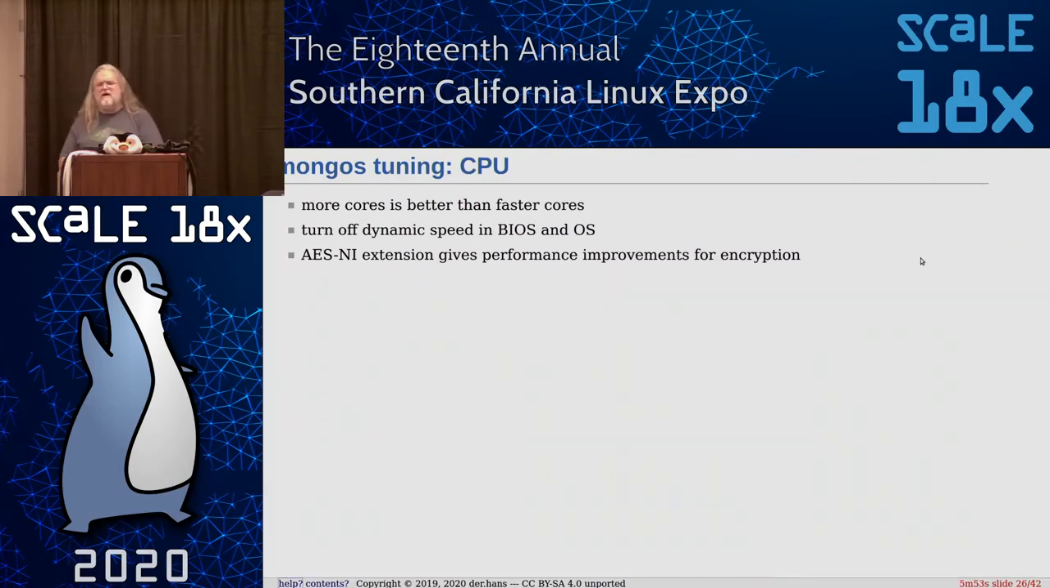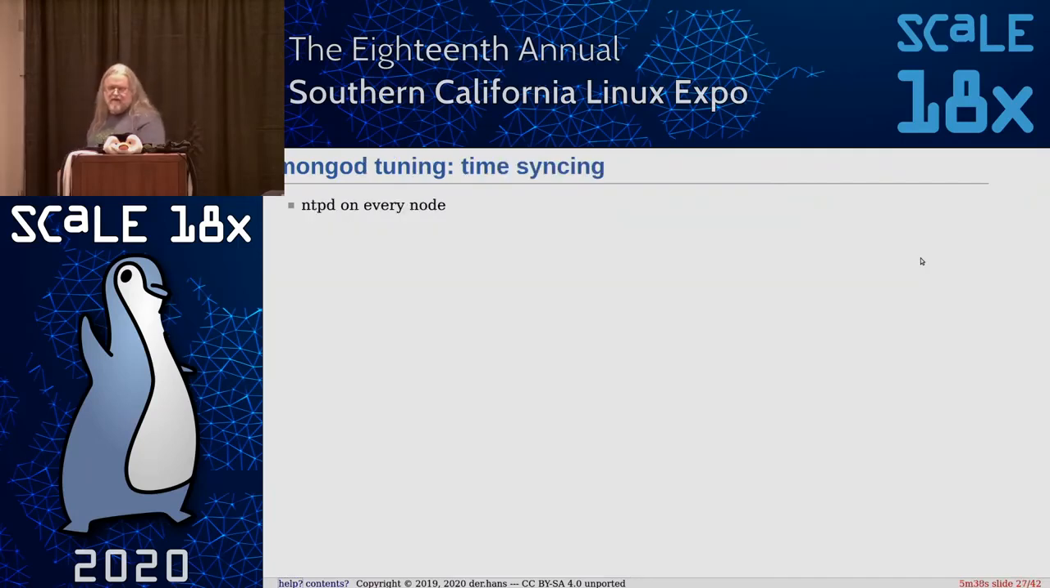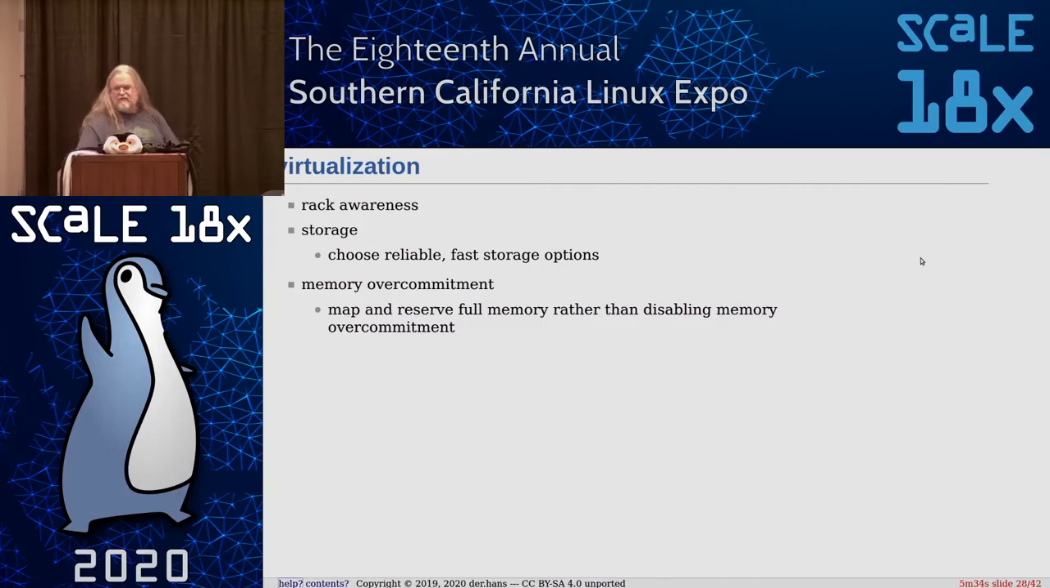Again, more cores is better than faster cores. Not as much for the MongoDs, but even on the Mongos, that's important. And again, turn off the dynamic speed. The purpose of this box is to do stuff. Let's make sure the CPU is available. And again, encryption. NTPD, we want to make sure your time's good in all of them.